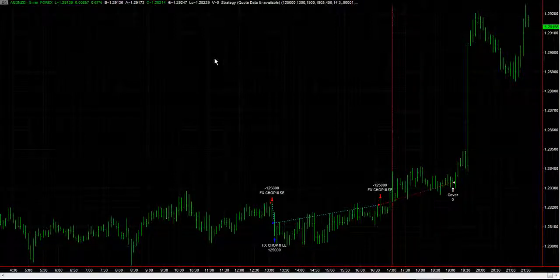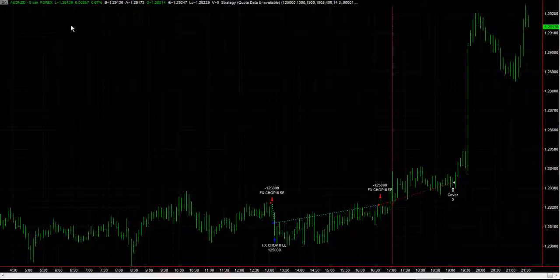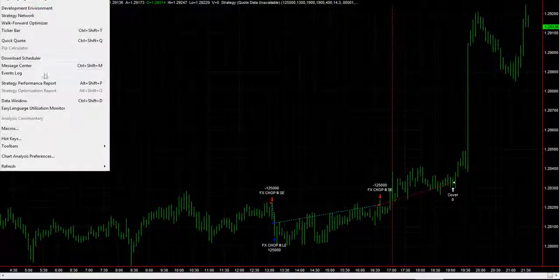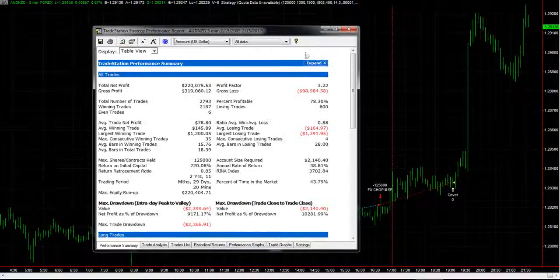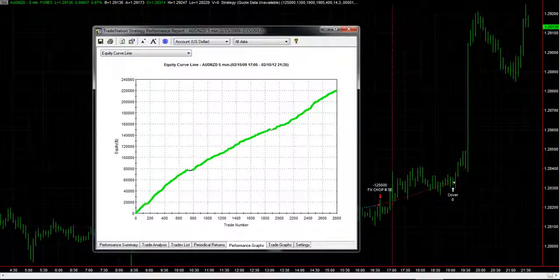Alright, it's updated. This is going back 3 years. It does not include slippage and commission, and it uses 125k lot trades. Here are the results: 7880, and it was just automatically updating and refreshing on its own.